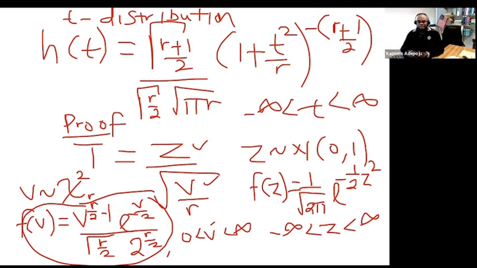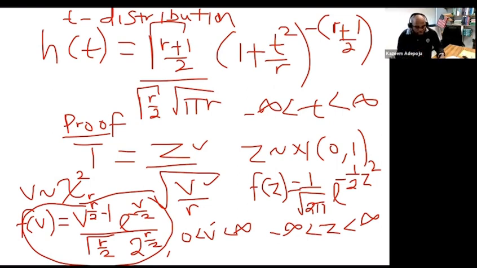Not only that, when I have a gamma distribution with parameters alpha and beta, if I plug in beta to be 2 and I plug in alpha to be r over 2, I'm basically going to have a chi-square distribution. Okay, so I just wanted to take note of that.